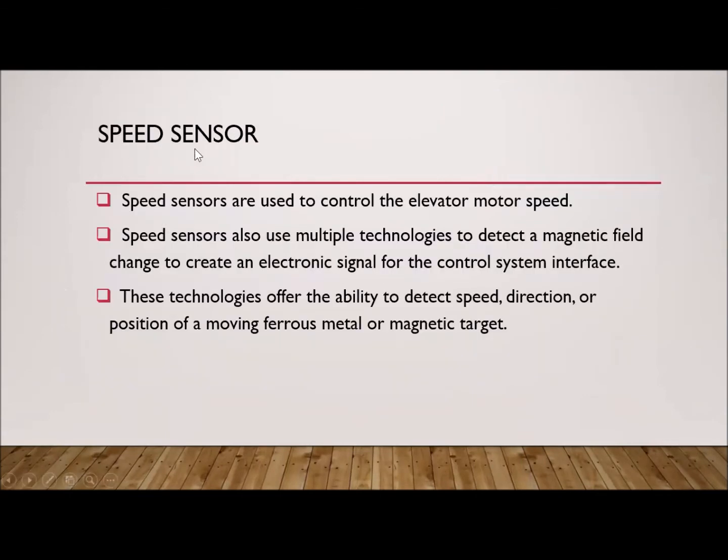Second, speed sensors. Speed sensors are used to control the elevator motor speed. Speed sensors also use multiple technologies to detect a magnetic field change to create an electronic signal for the control system interface. These technologies offer the ability to detect speed, direction, or position of a moving ferrous metal or magnetic target.